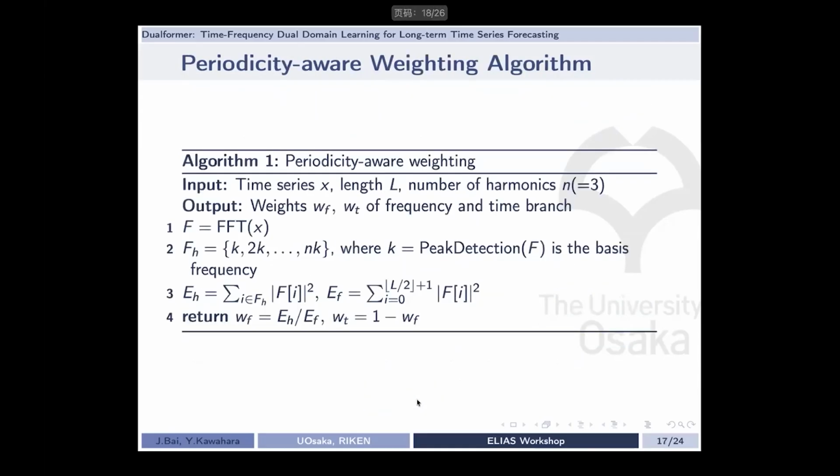Based on this, we designed this periodicity-aware weighting algorithm. We simply compute the harmonic energy, get this ratio, and use it as the weight of the frequency branch, because the more periodic the time series is, the more we can trust the frequency branch, since it captures the global periodic patterns. So this is how we design this adaptive weighting algorithm.